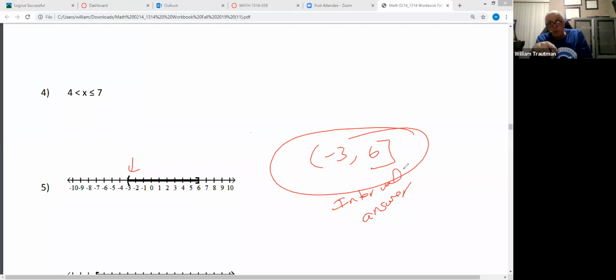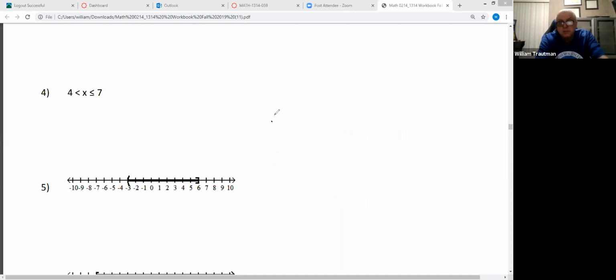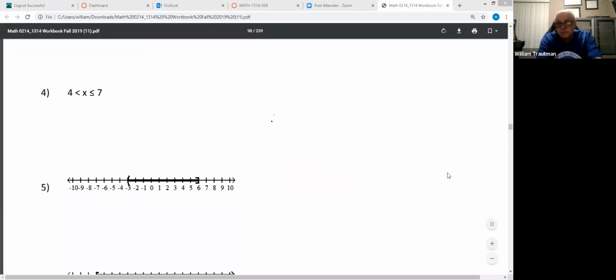They give you the graph. I have the interval answer. Oh, I'm sure they're going to get a little harder than this.